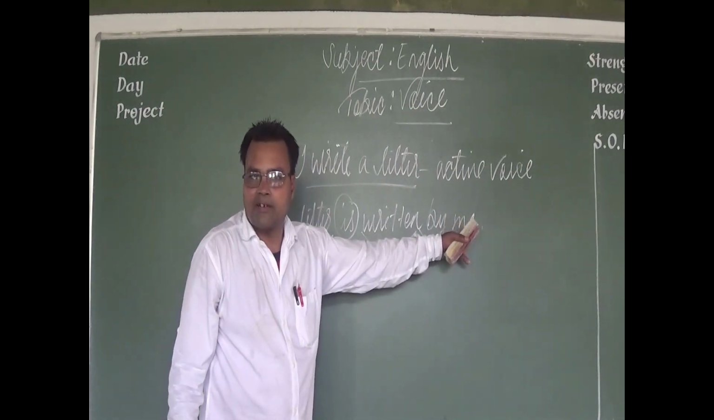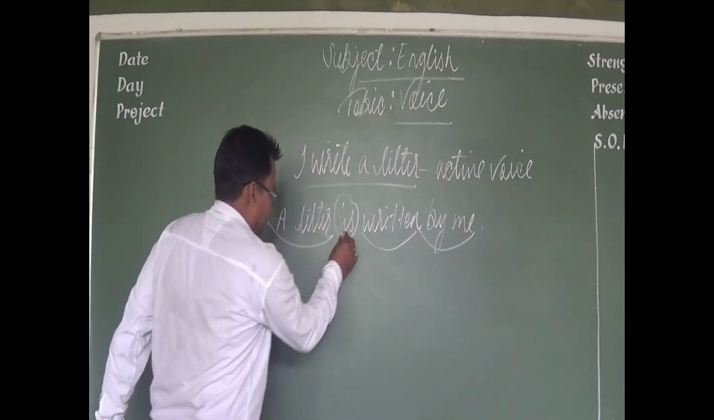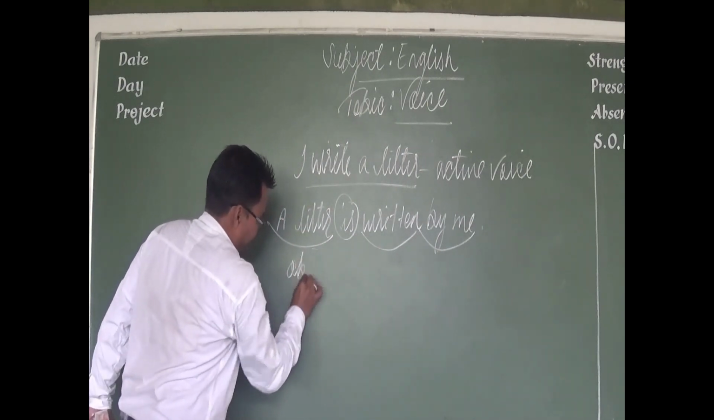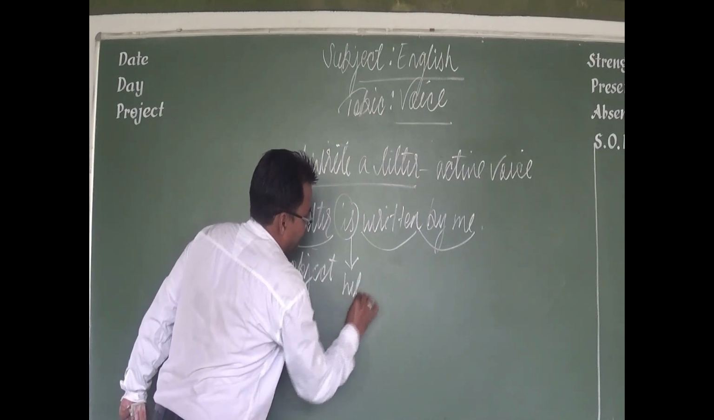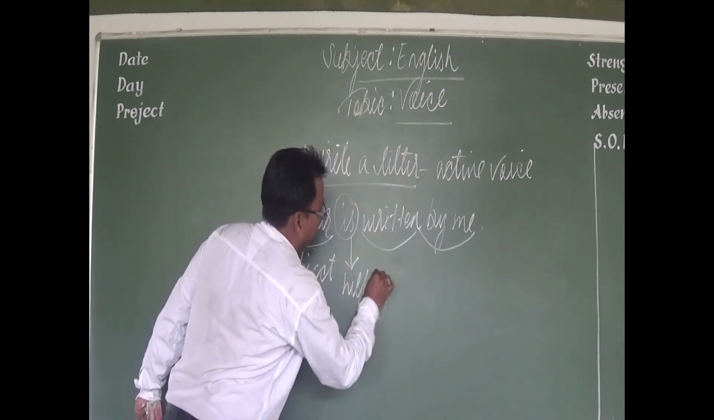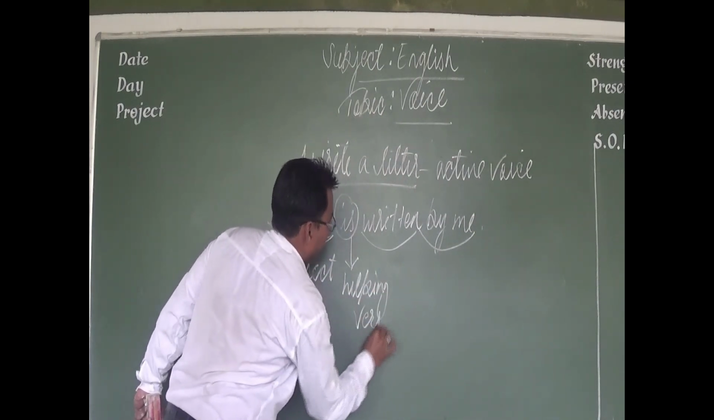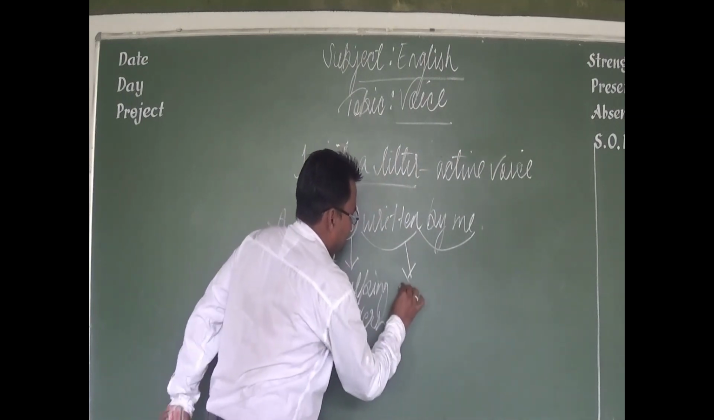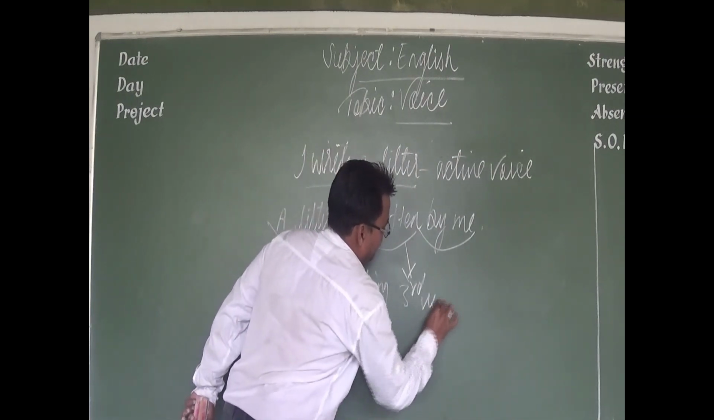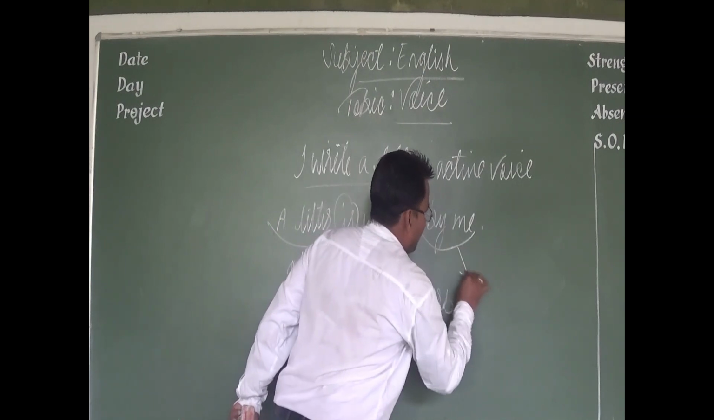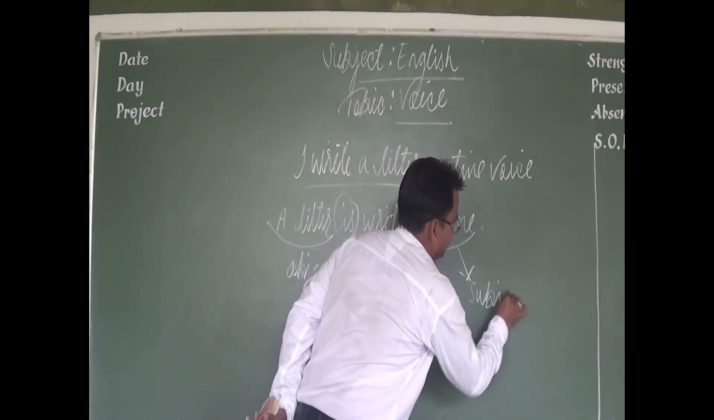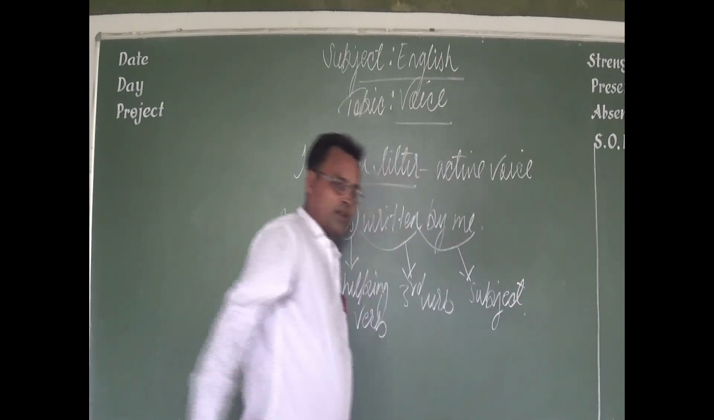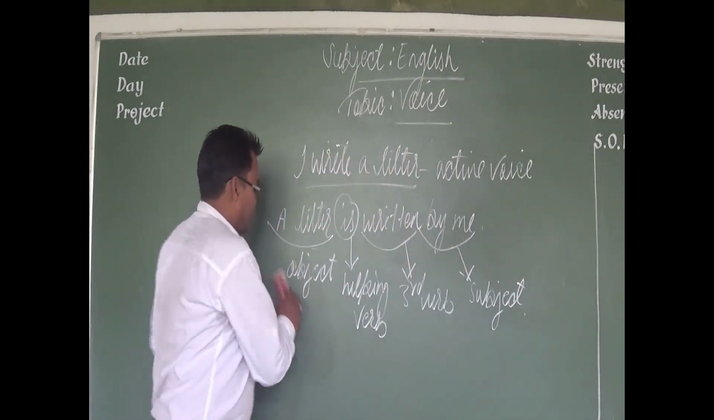By plus subject. See, a letter is the object, right? Is helping verb. Written is third verb. By means subject. Clear? Okay.